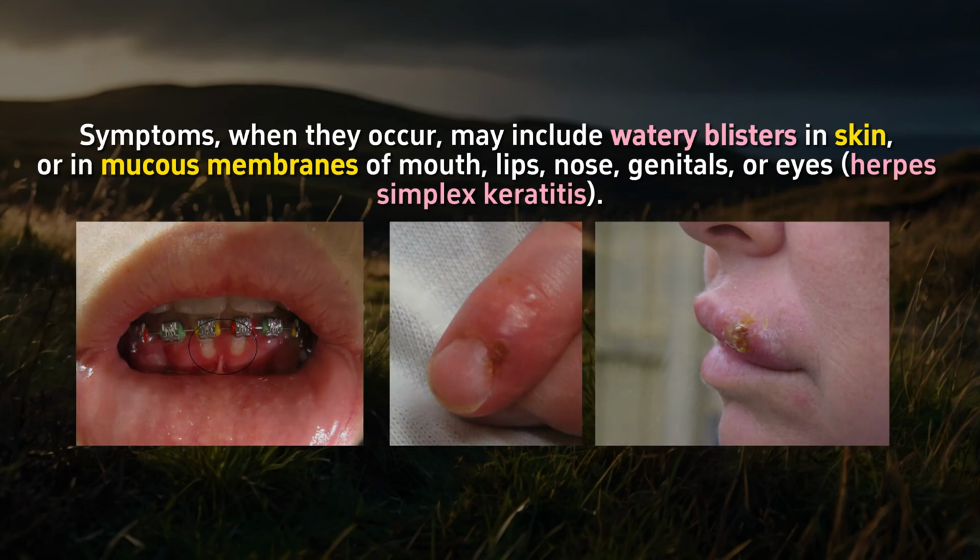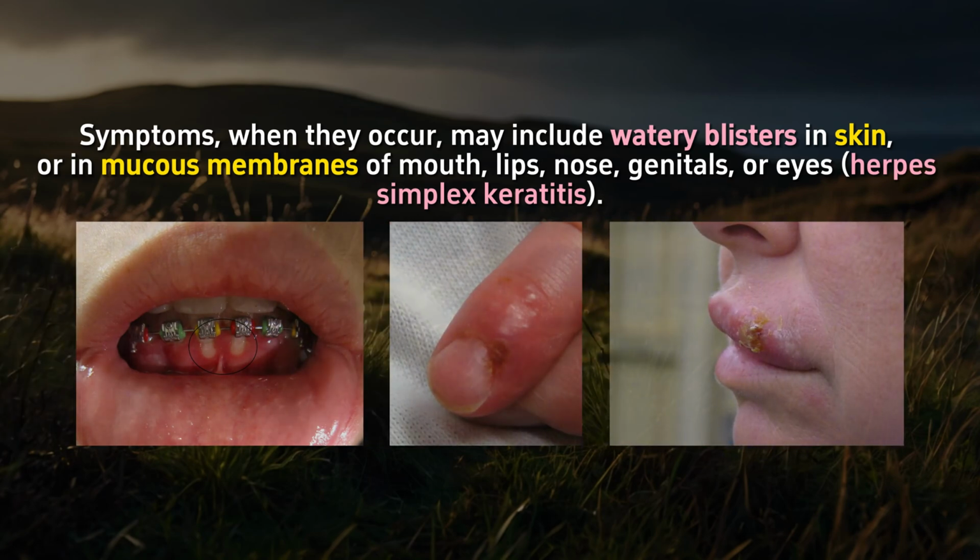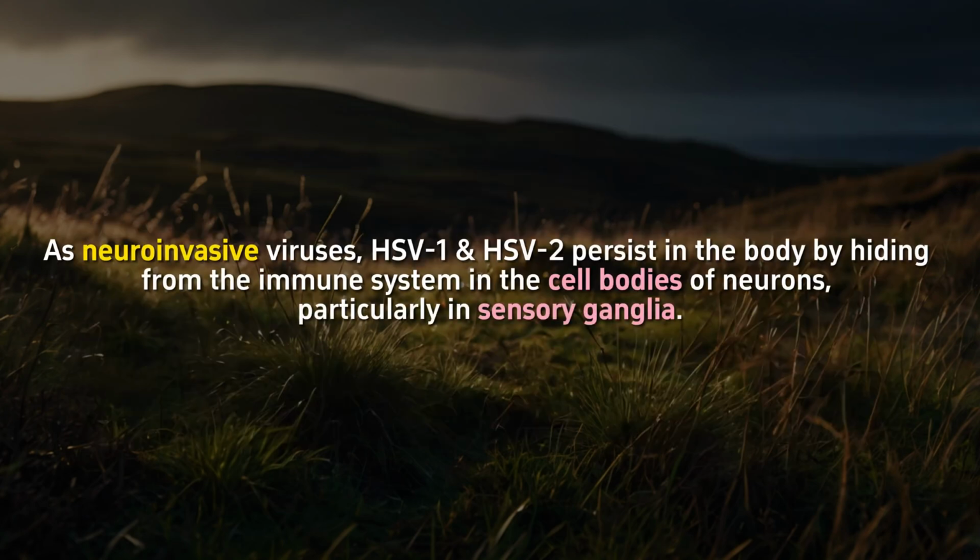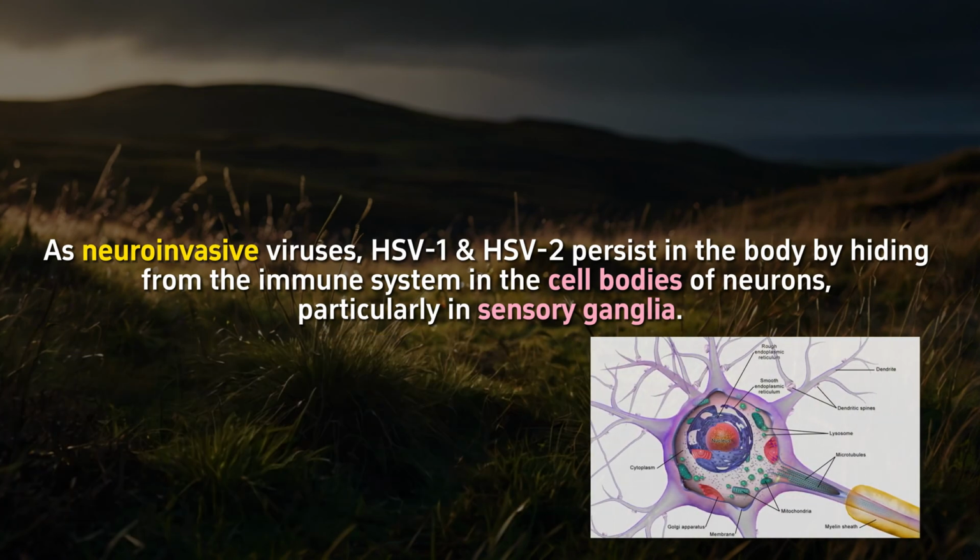Symptoms, when they occur, may include watery blisters in skin or in mucous membranes of the mouth, lips, nose, genitals, or eyes. Herpes simplex keratitis. As neuroinvasive viruses, HSV1 and HSV2 persist in the body by hiding from the immune system in the cell bodies of neurons, particularly in sensory ganglia.